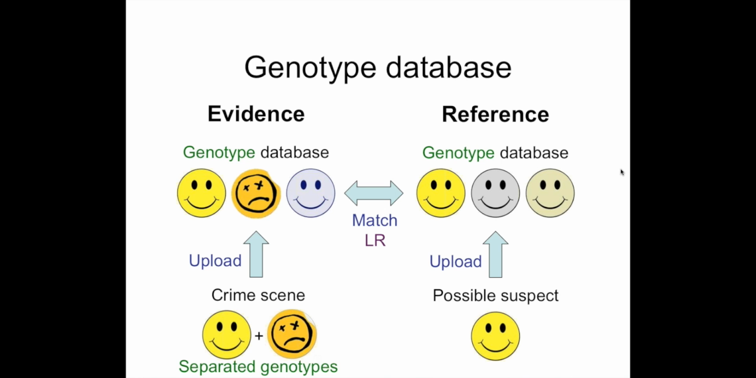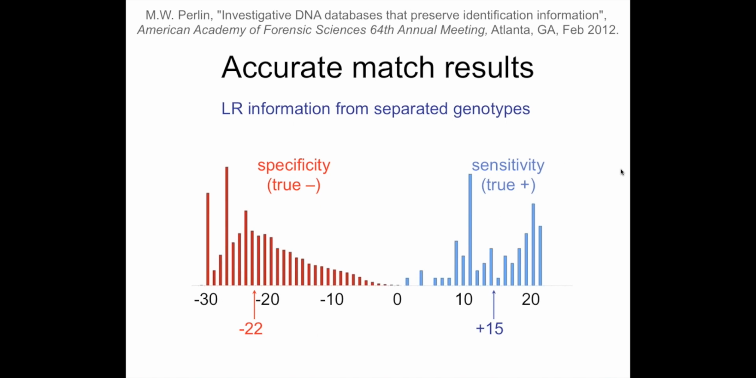But what you can see is that the yellow individual shown on the bottom left, having contributed to crime scene evidence, and shown on the bottom right as a suspect, can be uploaded as genotypes on the top level and then compared, with the statistic produced. Now, we need to rely on this statistic. From that same talk, we also showed likelihood ratio information from separated genotypes and how that produced accurate match results.